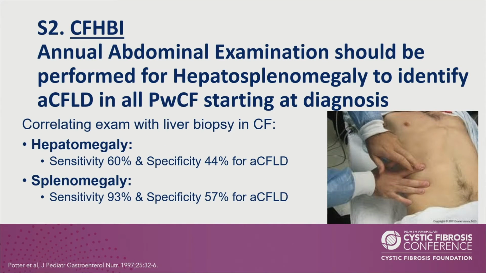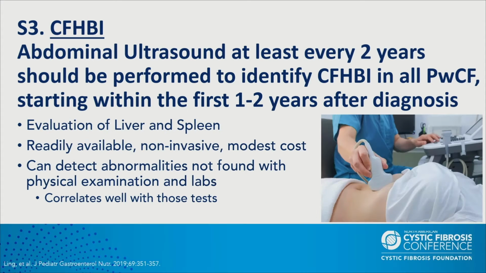One of the few studies, though, that has looked at this in a more robust way, correlating physical exam with biopsies in persons with CF, showed, as listed there, a sensitivity and specificity for hepatomegaly of 60% and 44% respectively for advanced CF liver disease, and for splenomegaly, sensitivity and specificity of 93% and 57%. And while one might say that this is somewhat imprecise, I think it's reasonable to assume that, because of low cost as a non-invasive method that can be easily repeatable, there is high value in performing this at least on an annual basis, and therefore there was not any controversy among the group on that point.